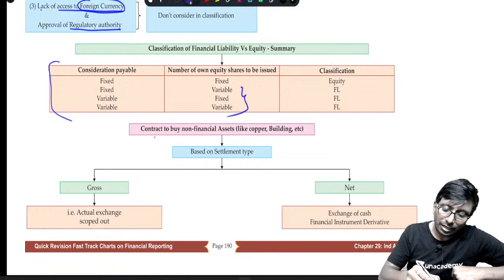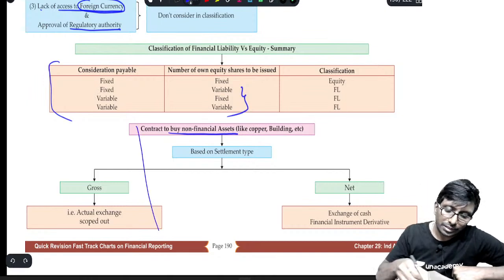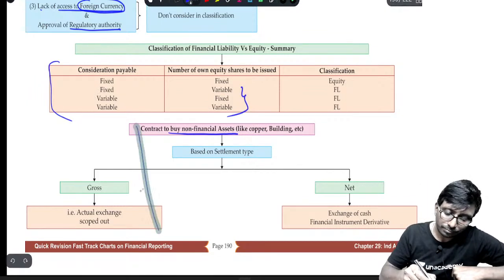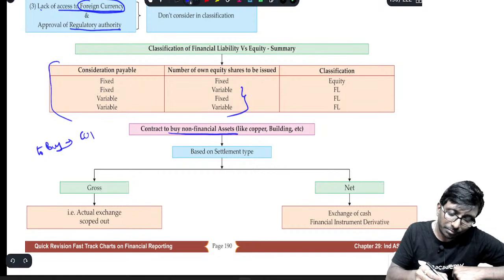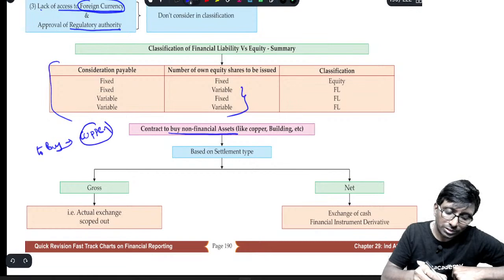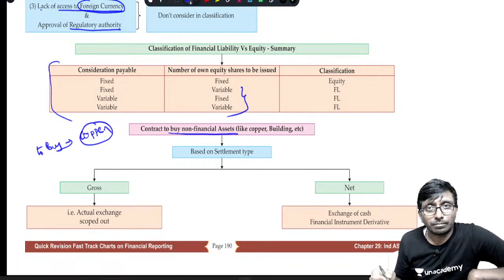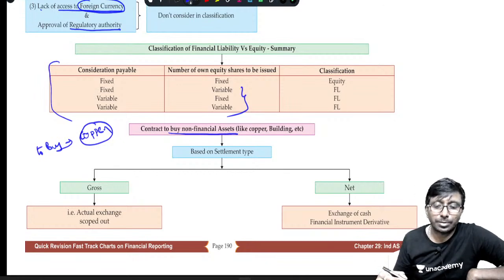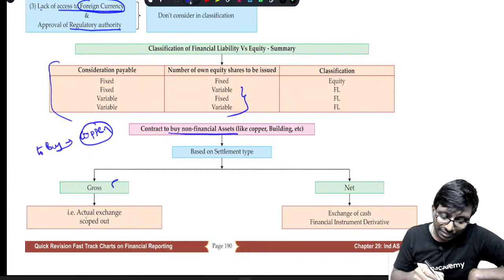Next, contract to buy a non-financial asset. What is this? We decided to buy, so we entered into an agreement to buy copper. Okay, excellent. Now the question you will ask is, how do you settle it? Do you take gross settlement? It means I will take physical delivery of copper. Then it is an actual exchange, correct? Then it is scoped out.